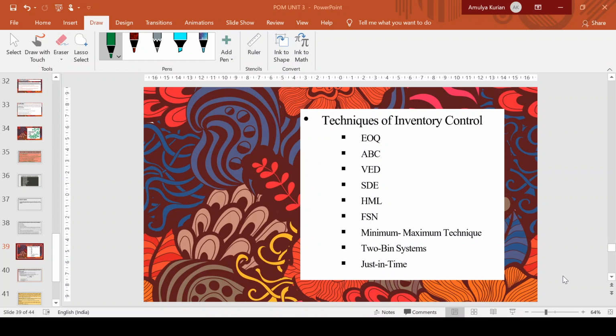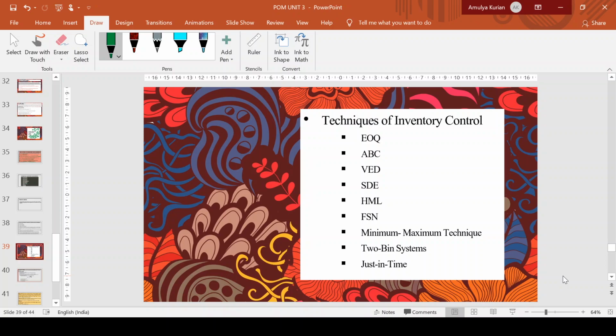Everyone. Today we will be dealing with the last module of the third unit. Today, the things which we are going to learn are the techniques of inventory control. So basically, there are around nine inventory control systems. We will be dealing with them one by one.